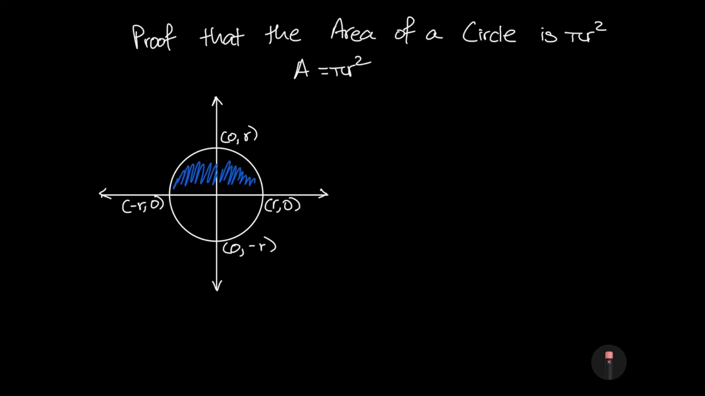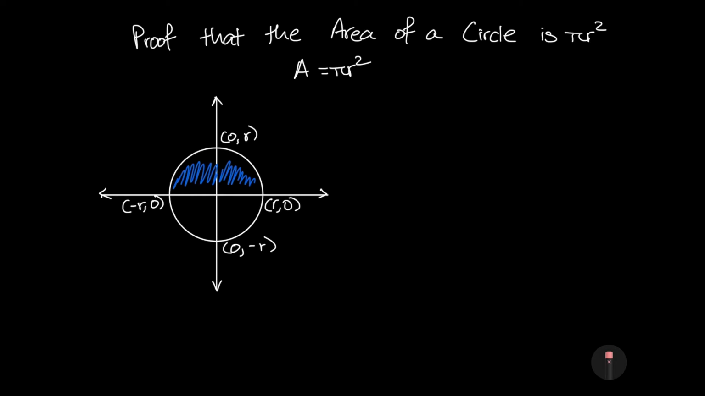Well, I find that the easiest way to do it is to first find the area of this upper semicircle that I've shaded in blue, and then since the circle is symmetrical, we can then double that area to find the area of the whole circle. So, how do we find the area of this semicircle? Well, to do this, we are going to use a definite integral.